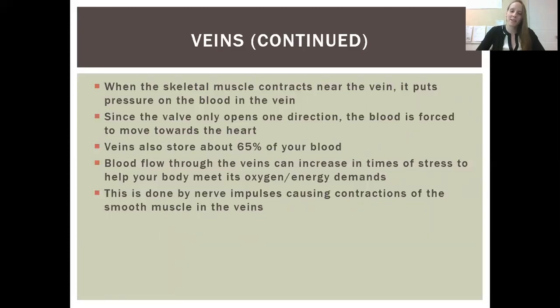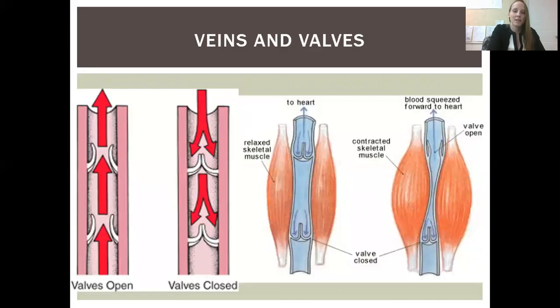Veins do store about 65% of the blood in your body because the blood is just moving one section of valve at a time. Blood flow through the veins can increase at times of stress to help your body meet oxygen demands. So this is kind of what it looks like. During the pump of the heart, the valves would be pushed open by the blood that's getting pushed upwards. And then in that break between pumps, the blood would try and fall back down, but the valves would close against that pressure of the blood trying to come back down.